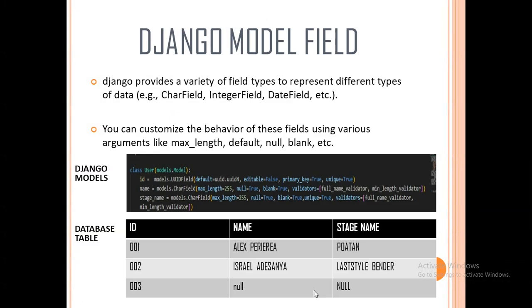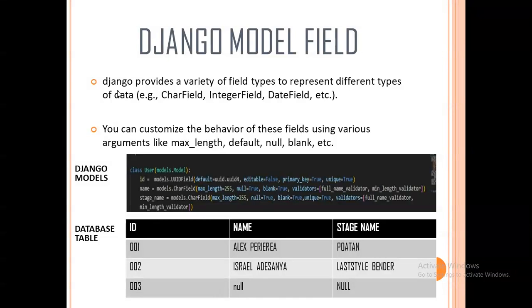Now, let's move to Django model fields. Django model fields provide a variety of field types to represent different types of data. For example, we have CharField, IntegerField, DateField, and more. You can customize the behavior of these fields using various arguments like max_length, default, null, blank, and more also.